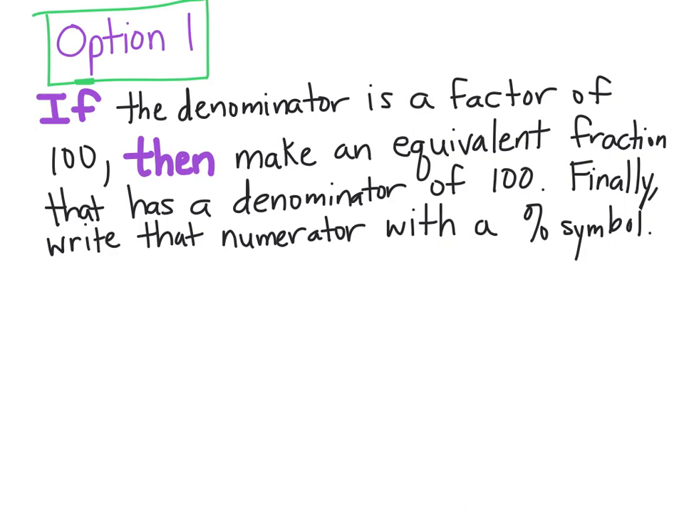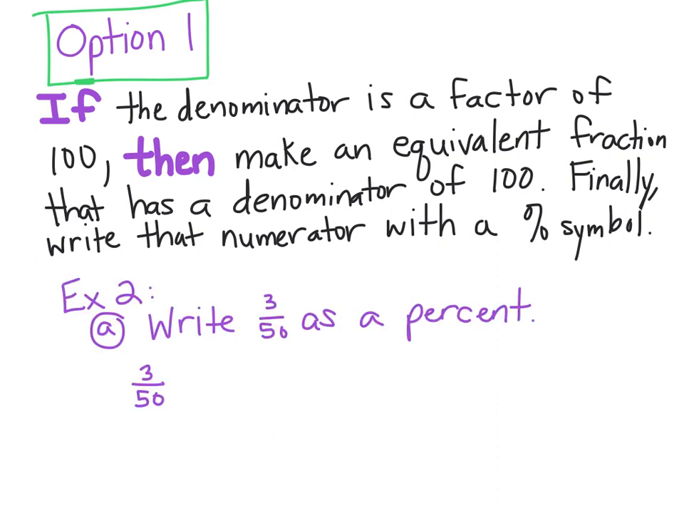Option 1, if the denominator is a factor of 100, then you can make an equivalent fraction that has a denominator of 100, and then finally you would write that numerator with a percent symbol. So for example 2a, it asks us to write 3/50ths as a percent, and so we know that 50 is a factor of 100. It can go into 100 evenly, so then we're going to write an equivalent fraction.